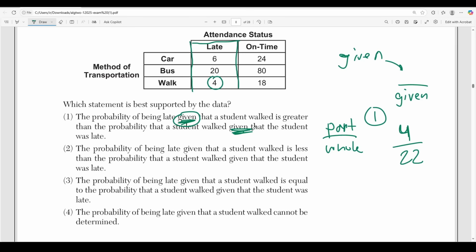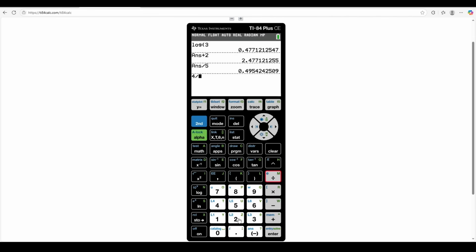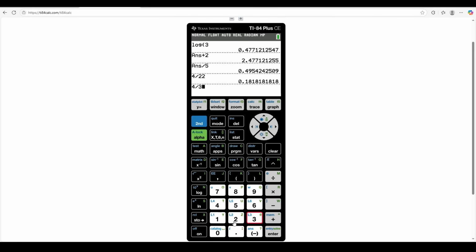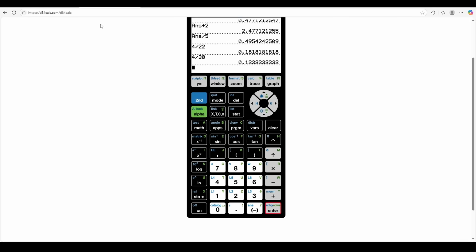So given that the student was late means that my whole is all of the students that are late. So that's 6 plus 20 plus 4, which is going to be out of 30. And the number of students that walked out of everyone that's late is, again, 4 out of 30. So let's see here. For the probability 4 divided by 22, that's equal to 0.18 repeating. And 4 divided by 30 is equal to 0.13333.